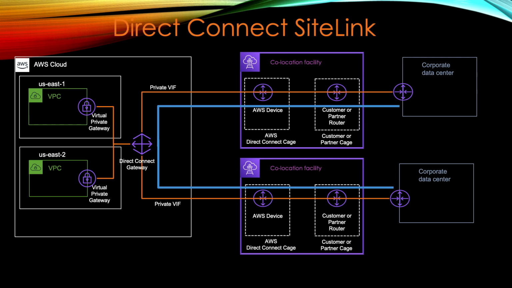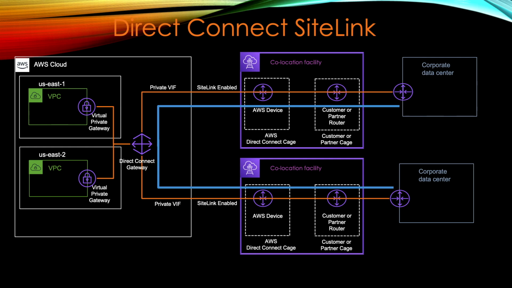With SiteLink, you can enable SiteLink on your private or transit VIF. You can do it while creating a new private VIF, or on your existing VIF. Keep in mind that if you already have everything established, you don't need to change anything. There's a small checkbox in the private VIF which you can just enable, and that will enable SiteLink. It's that simple.